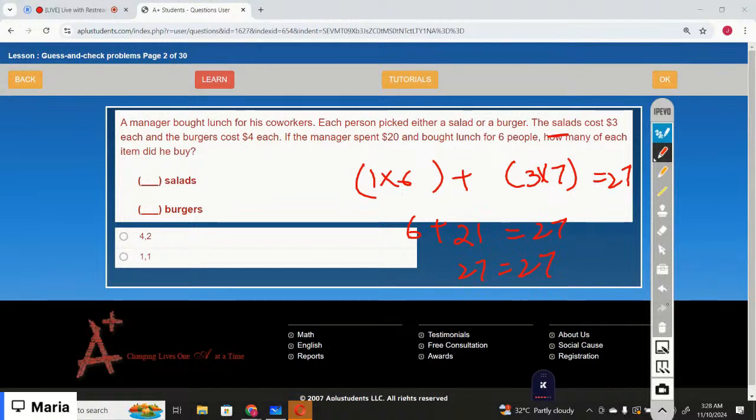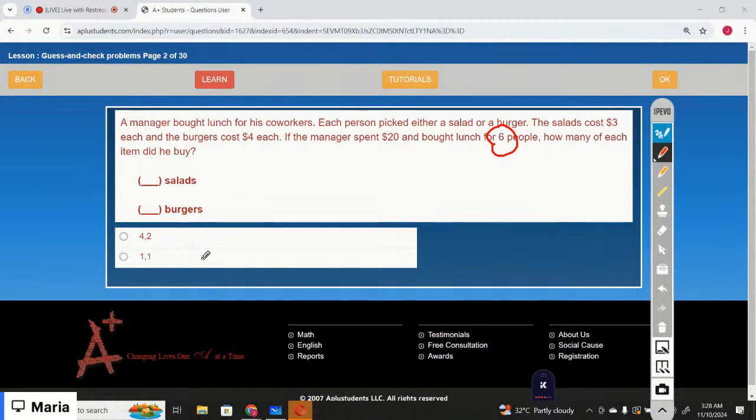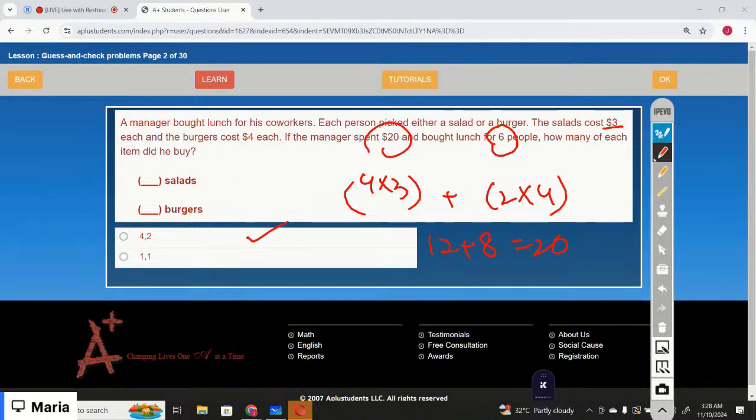So he bought the lunch for 6 people, right? You are given two options, 4 and 2, and 1 and 1. So 4 and 2 make 6, right? Let's see, he has 4 salads. Each salad costs $3, so 4 times 3. And each burger costs $4. The burgers are 2, so 2 times 4. So 4 times 3 is 12, 2 times 4 is 8. Together they make $20. So he spent $20.